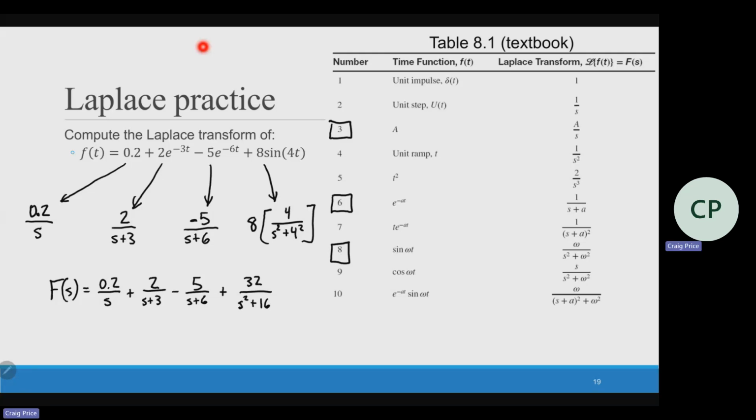Now, if I wanted to, I could get a common denominator for all of these and then get this big old thing. It would have all of these roots. No, 5. We've got 5 roots here. This is a root, so s equals 0, s equals negative 3, s equals negative 6. Then we have a plus or minus 4i right there. So 5 roots, we could combine it all to get this big thing. We don't have to do that today. Questions?